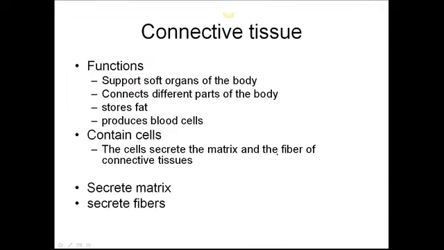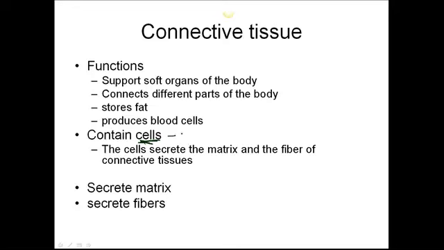So let's move on to connective tissue. The functions of connective tissue are to support the soft organs of the body. They connect different parts of the body, like muscle to bone in the case of a tendon, or bone to bone in case of a ligament. It stores fat and it produces blood cells. So connective tissue contains cells.